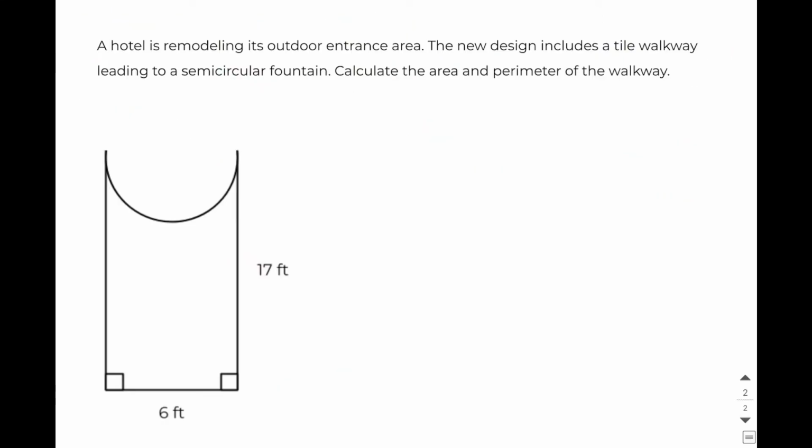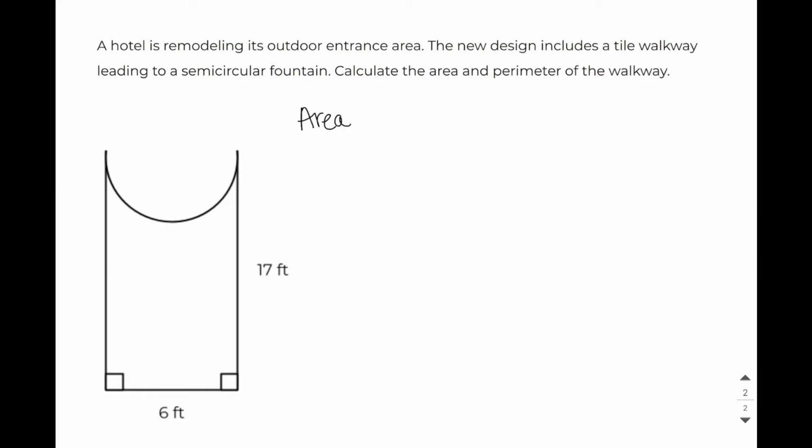Okay? All right, so in this example, a hotel is remodeling its outdoor entrance area. The new design includes a tile walkway leading to a semicircular fountain. Calculate the area and the perimeter of the walkway. So let's do the area first.